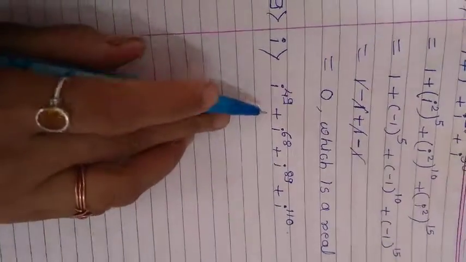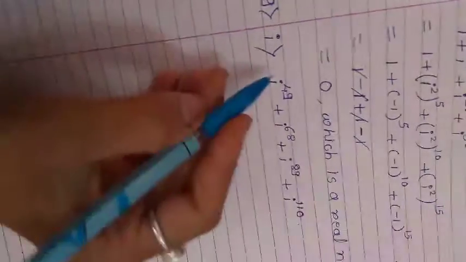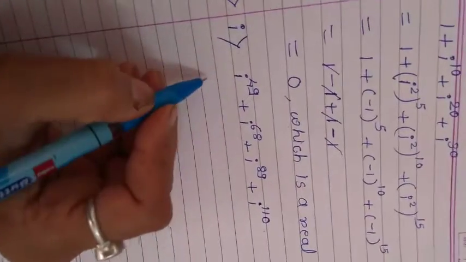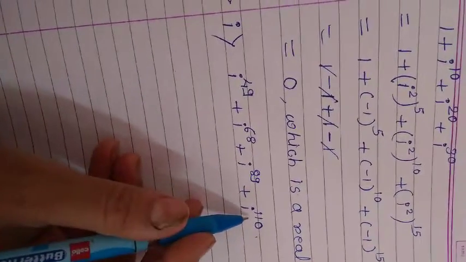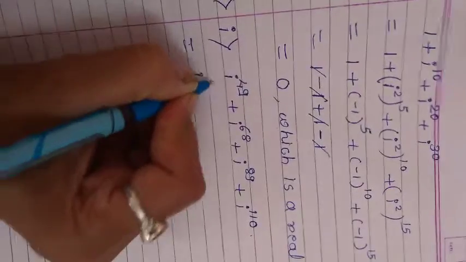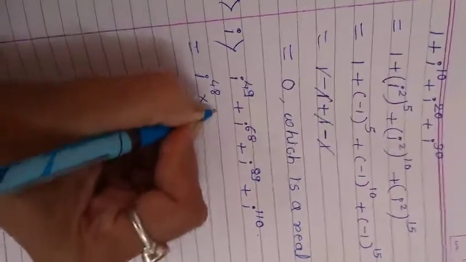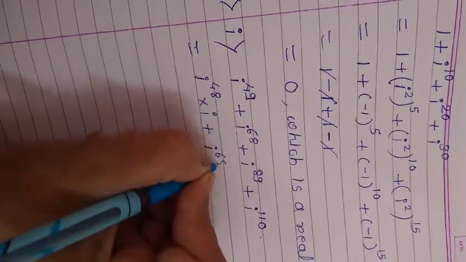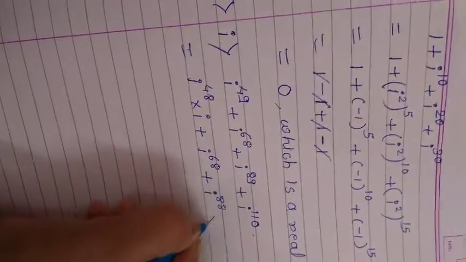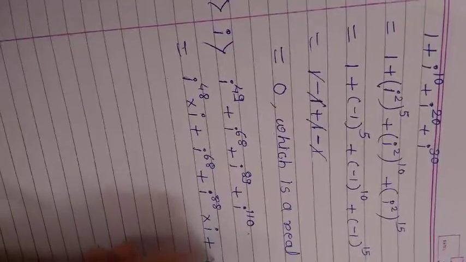Now 9th question. In this question we have to find the value of the first one: i to the power 49, i to the power 68, i to the power 89, i to the power 110. So 49 can be written as i to the power 48 into i, plus 68 is already an even number, so we'll write i to the power 68 only. Then this is again an odd number, so i to the power 88 into i, and i to the power 110 is an even number.